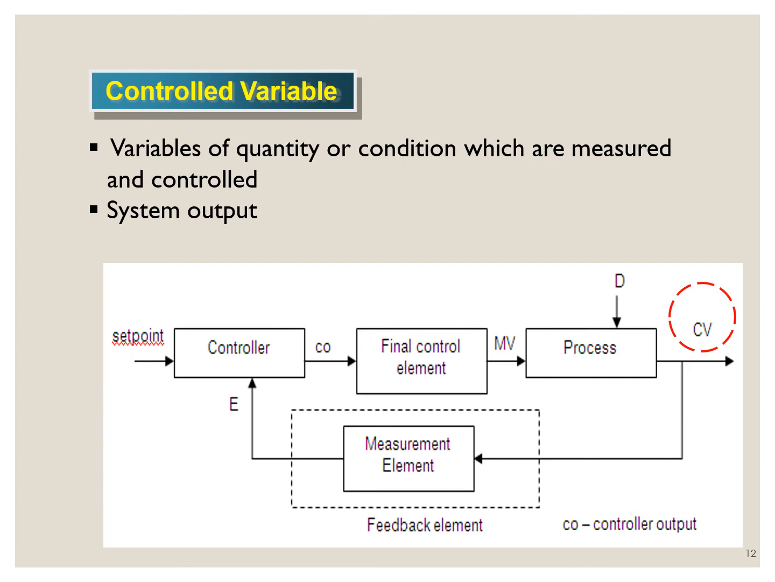Next is the control variable: the variable, quantity or condition which is measured and controlled. Normally the control variable is the system output. This control variable we measure, and we also need to control it. Why do we measure? Because we want to compare it with the set point so that the controller can make a decision and ask the final control element to act if there are any changes to the control variable.